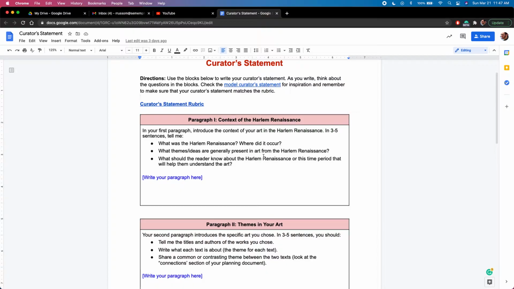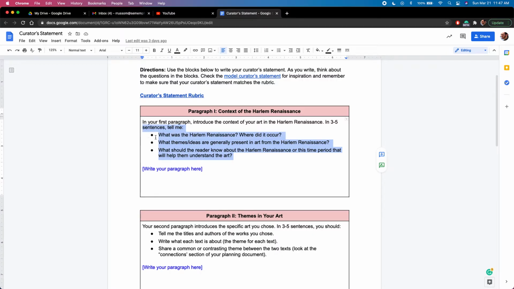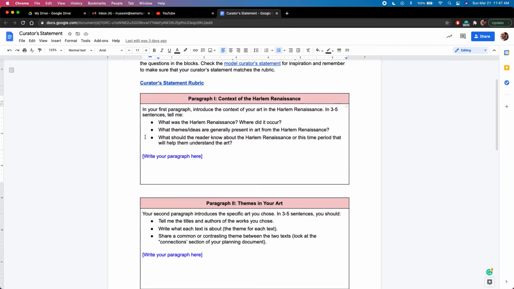All right, let's take a look at paragraph 1, which is your context paragraph. Each paragraph asks you to do slightly more complex thinking, so the first 1 and 2 are fairly easy. Paragraph 3 is a little bit more difficult and asks you to do some creative thinking. Paragraph 1 is the context of the Harlem Renaissance. So in this paragraph, you're just telling me what you know about the Harlem Renaissance. One thing to note, each paragraph should be 3 to 5 sentences, and each paragraph has 3 questions or prompts at the start, in this box up here.